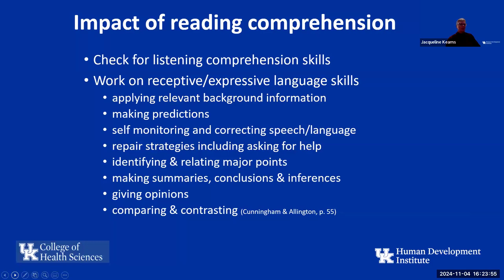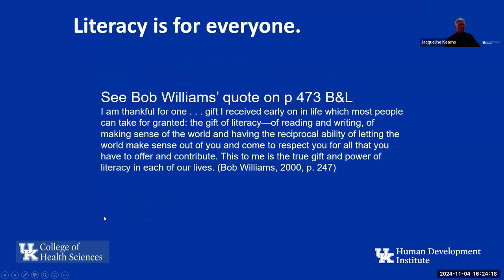And so just remembering the impact of reading comprehension: applying relevant background information, making predictions, self-monitoring, repairing strategies, identifying and relating major points, summaries, comparing and contrasting. All of those are important skills for reading comprehension. But we can start with one and get better. And then as we've noted before, Bob Williams, who's an AAC user, said, "I'm thankful for one gift I received early in life, which most people can take for granted, and that's the gift of literacy." So it helps you make sense of the world and gives you independence that you wouldn't otherwise have.